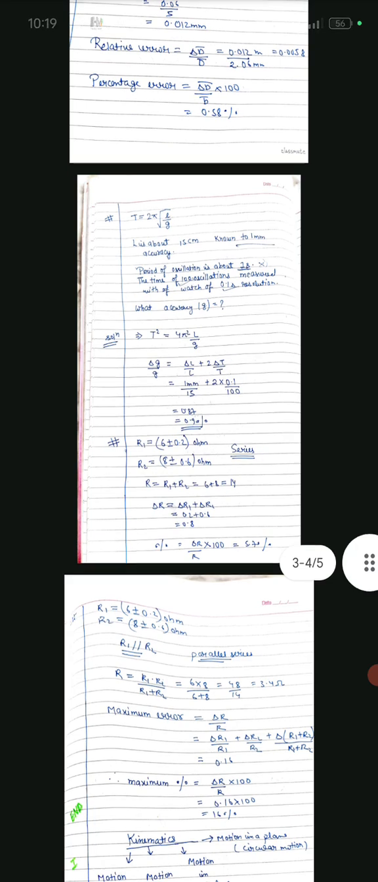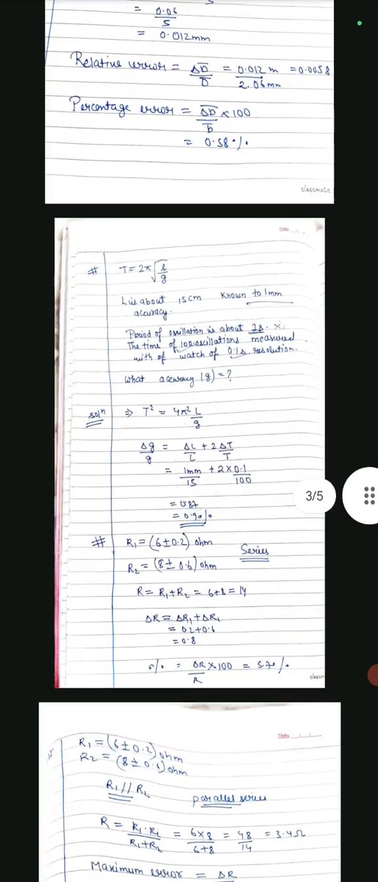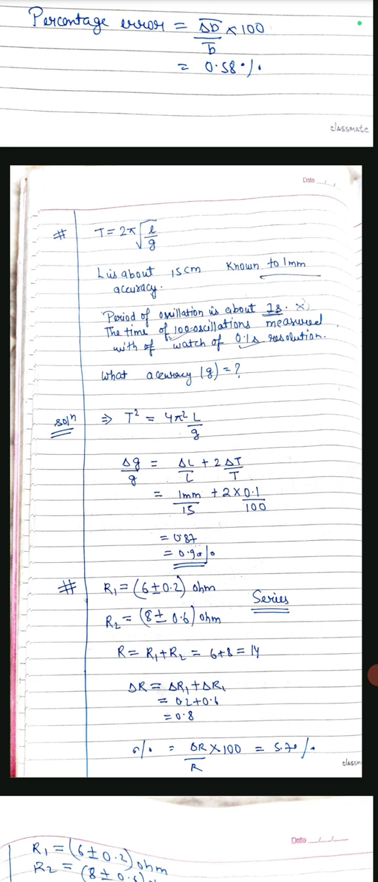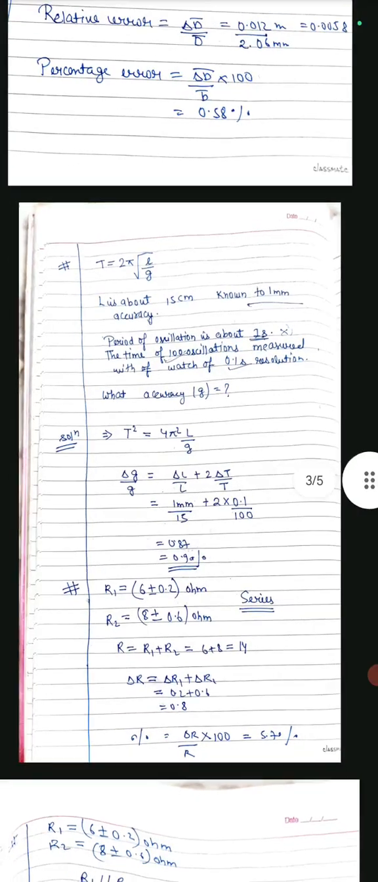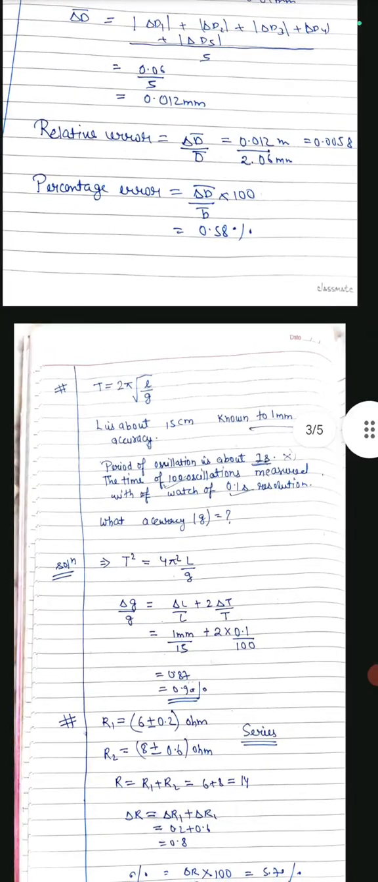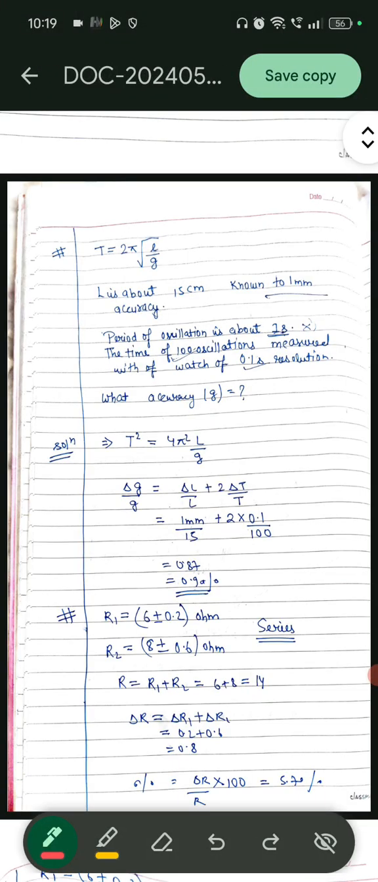Now come to another important problem, which is the length of the pendulum problem, the to-and-fro oscillation problem. So this is the second problem we are going to discuss.